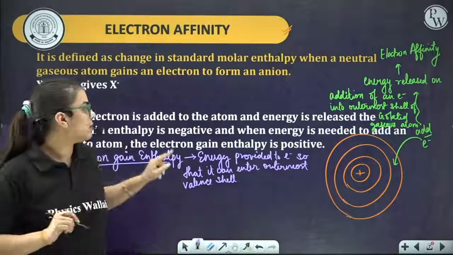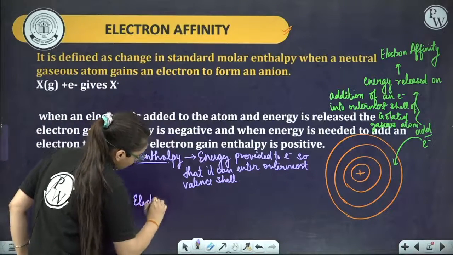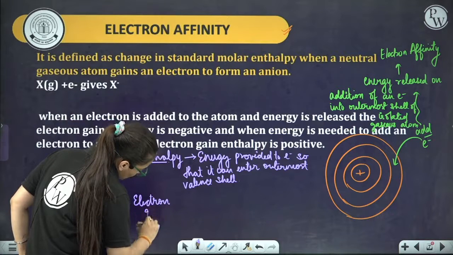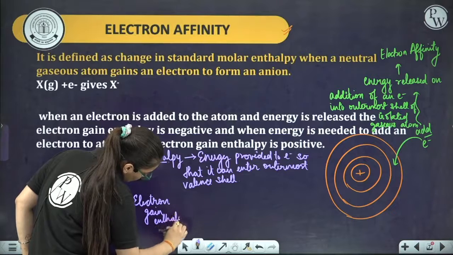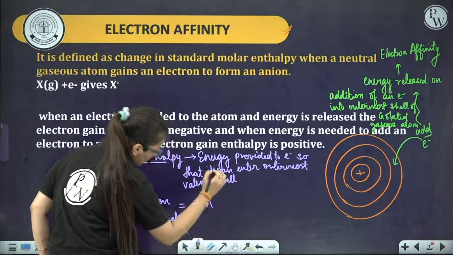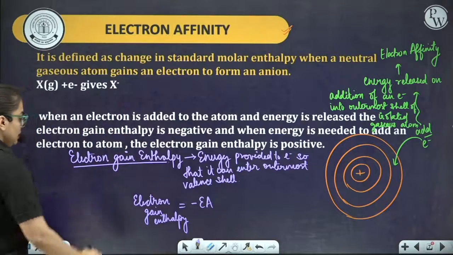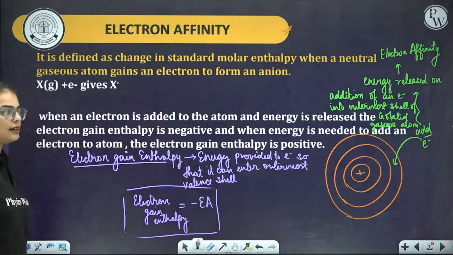Clear, everyone? Now see, also one more thing. Electron gain enthalpy is the negative of electron affinity. If it is positive, it will be negative. If it is negative, it will be positive. Clear? Let us read it.